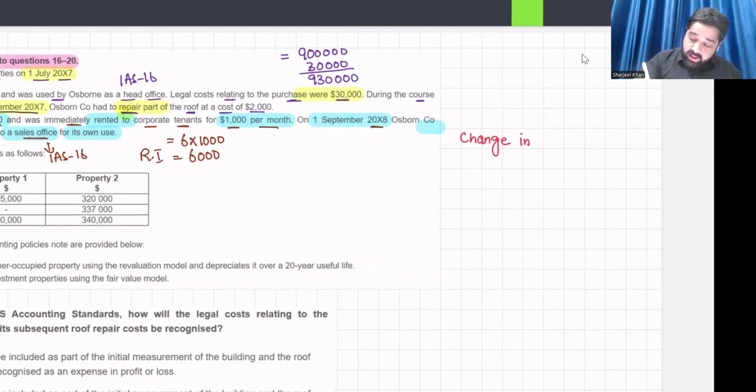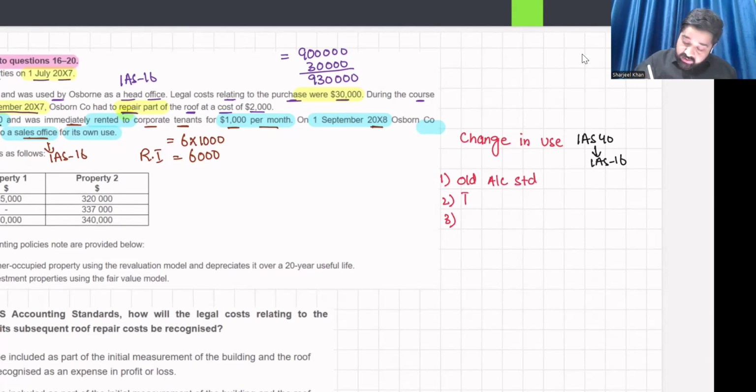Remember this topic in IAS 40: whenever there is a change in use, it means you are converting from one accounting standard to another, from IAS 40 to IAS 16 or from IAS 16 to IAS 40. Now, the Osborne company is converting from IAS 40 to IAS 16. Whenever there is a change in use for a property, you have to follow three steps. Step 1 will be to use the previous accounting standard, meaning the old accounting standard.